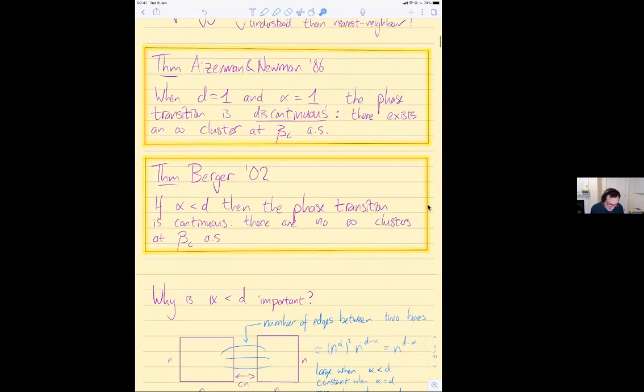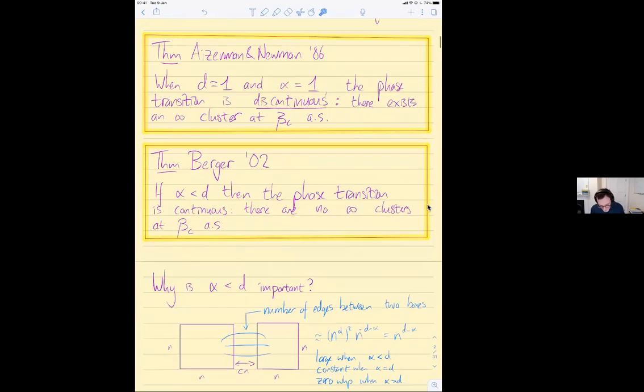And again, this is very nice because this continuity of the phase transition result of Berger is something that holds in every dimension with actually a reasonably weak hypothesis, and it's totally unknown for neuroscience models.